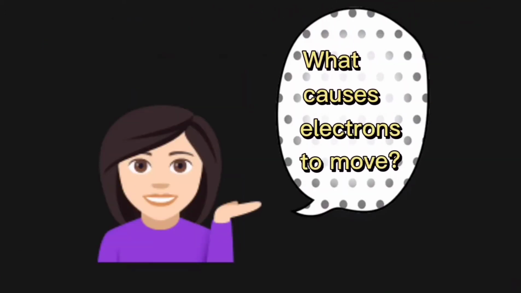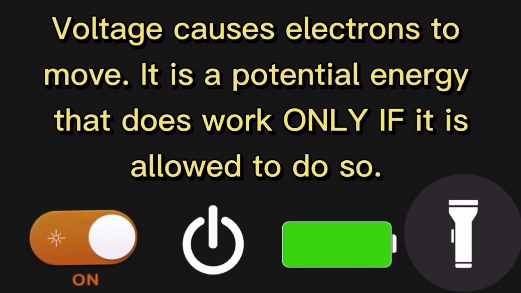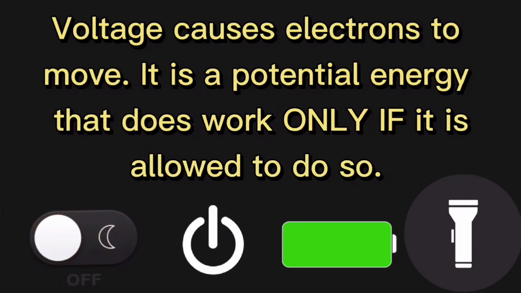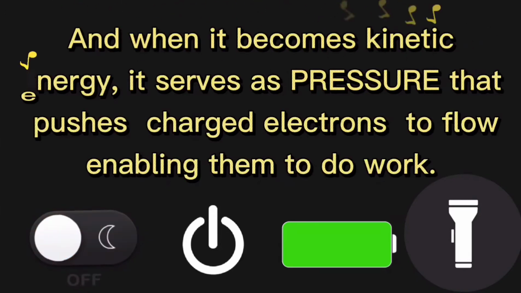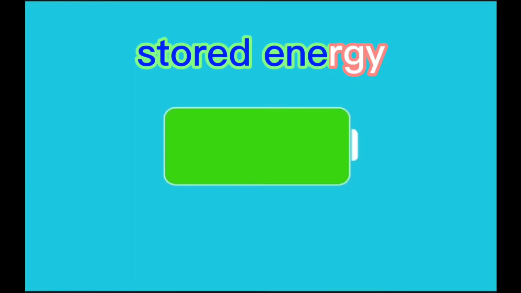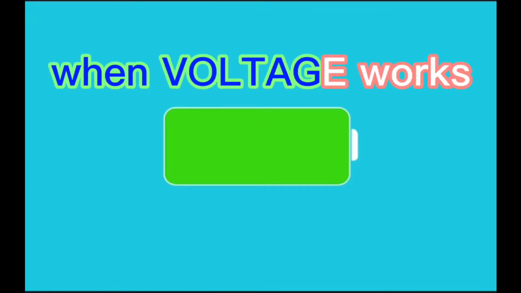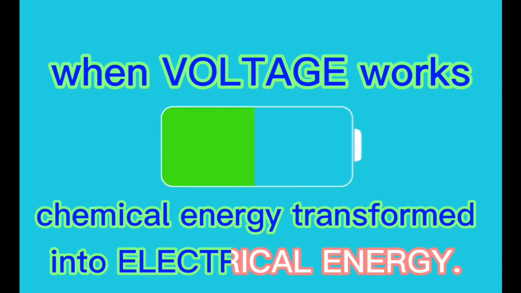At ano naman yung outside force na yun na magkokos sa mga electrons para mag-move? Ang voltage ay isang potential energy or stored energy na pwedeng mag-transform into kinetic energy or the energy of motion kapag pinahintulutan natin. And when it becomes kinetic energy, it serves as pressure na siyang tutulak sa mga electrons para mag-move or mag-flow ang mga ito. When it comes to a battery, it has a stored energy known as chemical energy. At once na mag-work ang voltage sa kanya, mag-transform ang chemical energy na ito into electrical energy.